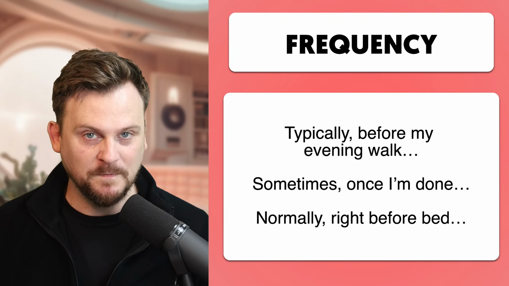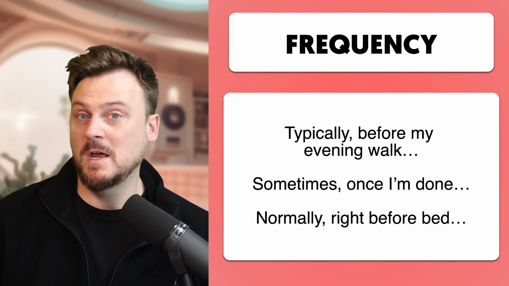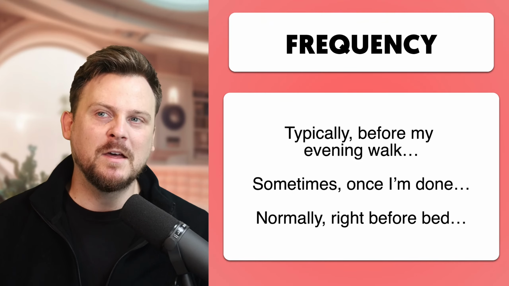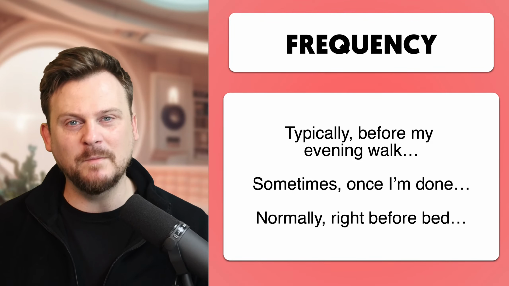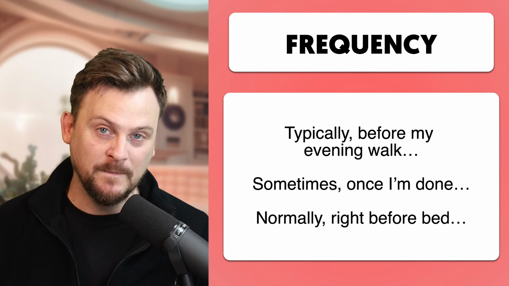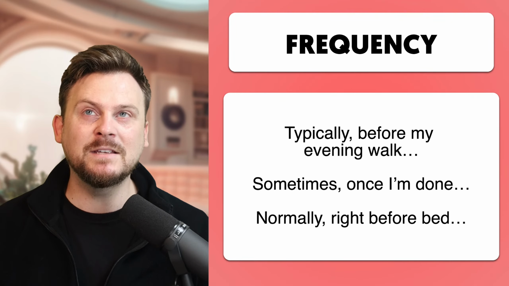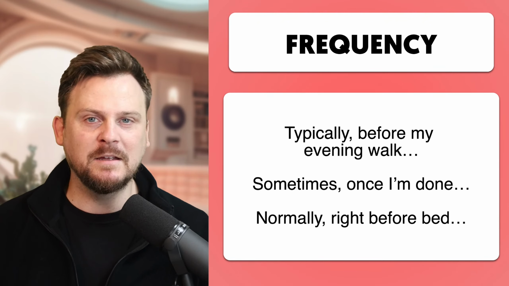Sometimes once I'm done, right? So maybe that's a treat. Sometimes once I'm done, I'll have a slice of cake. If I say typically once I'm done, I'll have a slice of cake, that's very different, right? That means I'm eating a lot of cake. Sometimes maybe I do that as a treat. And normally is the same as typically. It's basically the same thing.